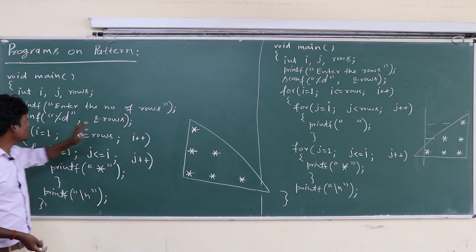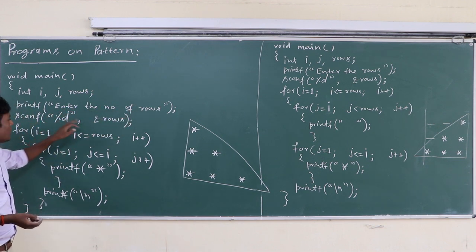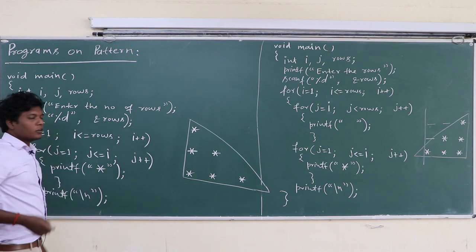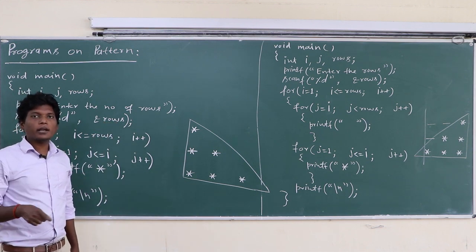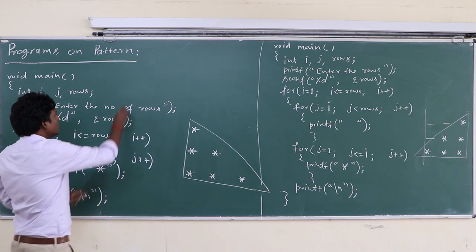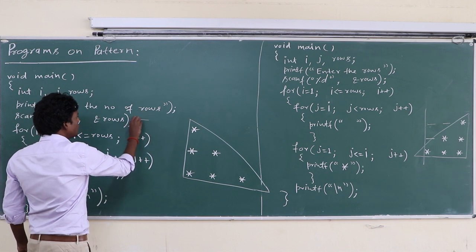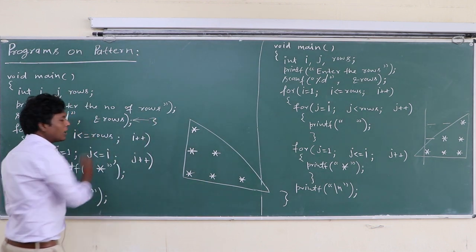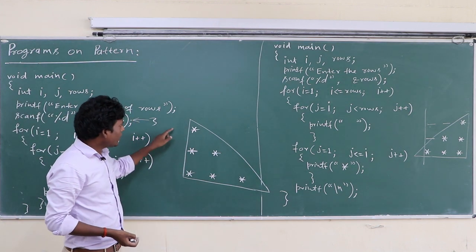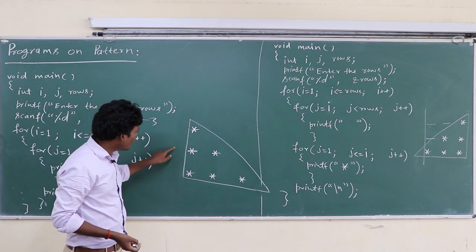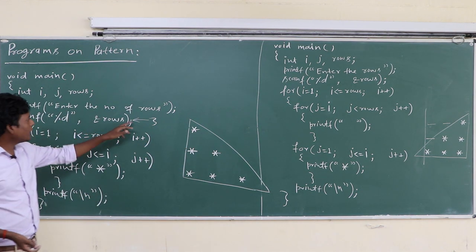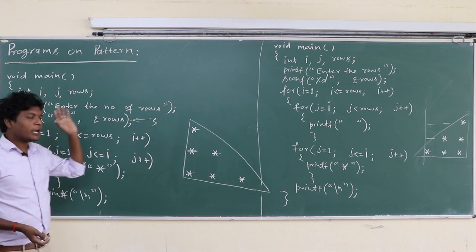Enter the number of rows. The user inputs the number of rows through the keyboard. Here row may be 1, 2, 3, 4, 10, 200, 500. This may be any number. Suppose the user inputs 3. So the number of rows is 3, because we want to make this pattern. Here there are 3 rows, row 1, row 2 and row 3. Okay class, so that's why the user inputs row 3. You may input any number.